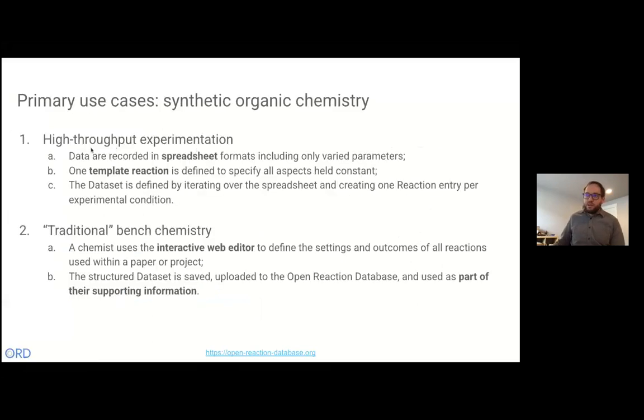The primary use cases here are high throughput experimentation, where often you'll run a factorial experiment where you'll maintain many things as constant, but have a few variables like the types of inputs or solvents that you might be using. And then we've made it very easy for people to define template reactions that represent one instance of that factorial experiment, and then pair that with a spreadsheet to very quickly enumerate a large data set of reactions.